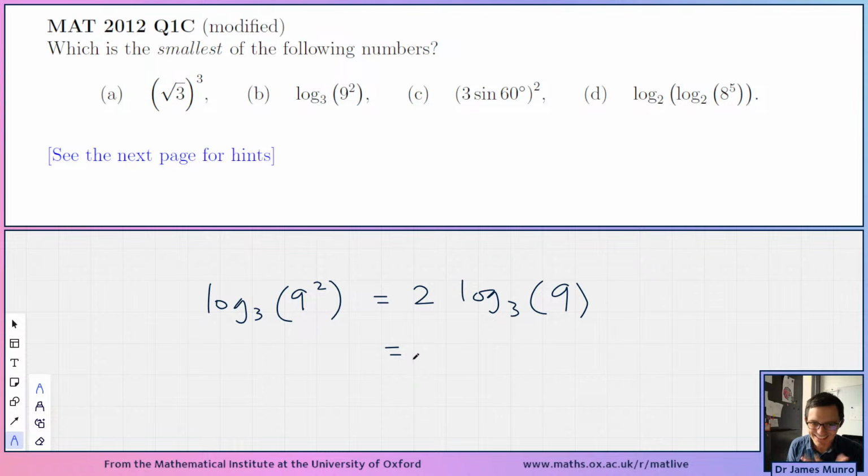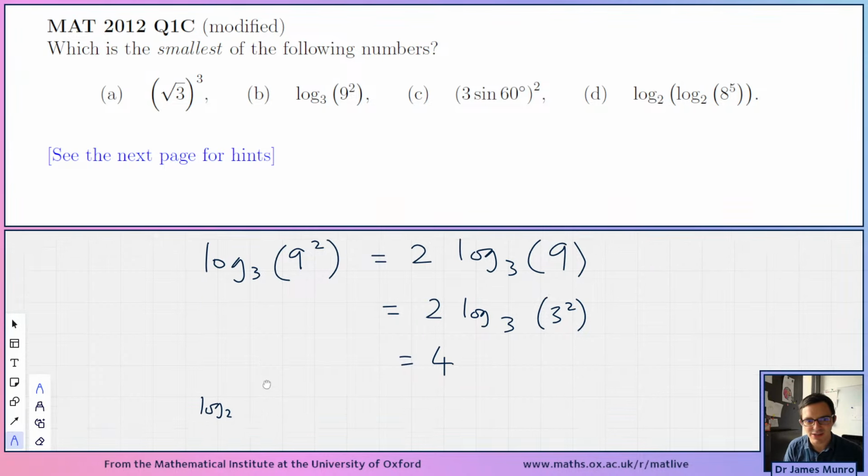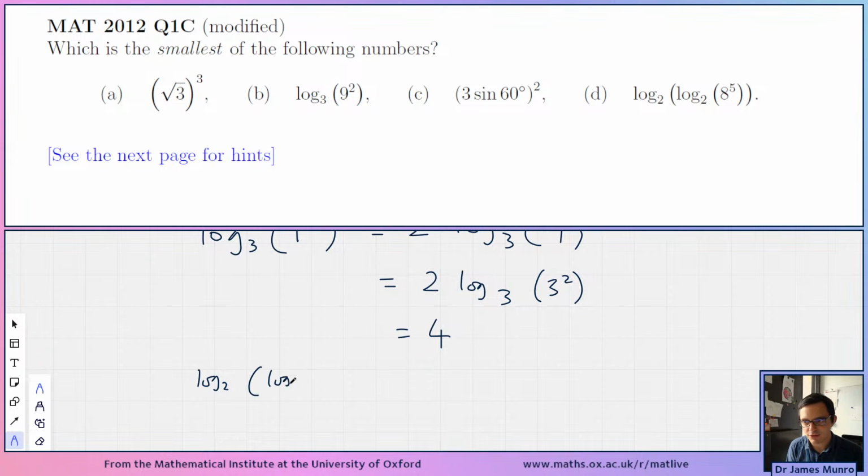3 and 9. 9 is the square of 3. So this is log base 3 of 3 squared. Maybe I should have done this all in one step. The thing inside is 81. 81 is 3 to the power of 4. So that's the largest. That's the number 4. And the other one over there, goodness me, that's a lot of log base 2. What's going on here? Log base 2 of 8 to the 5. Well, 8 is 2 cubed. So this is log base 2 of 2 to the 15.